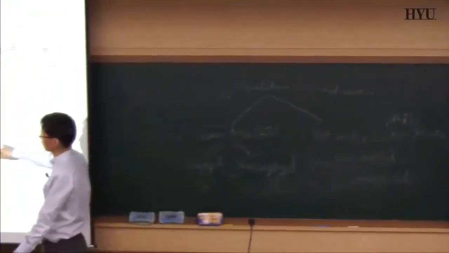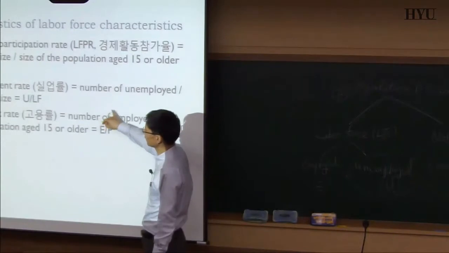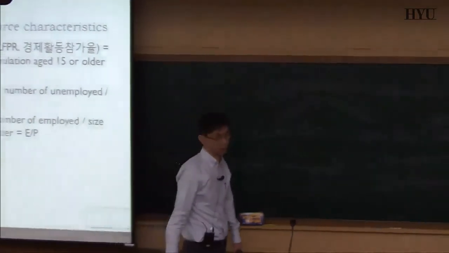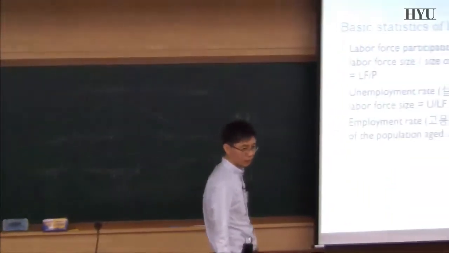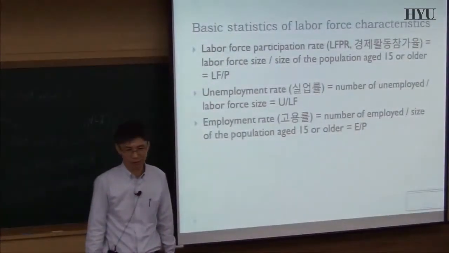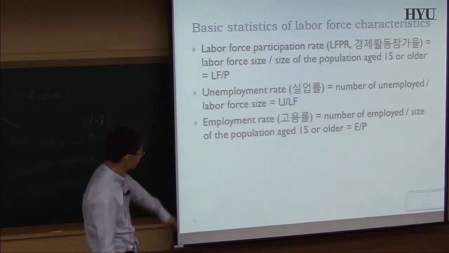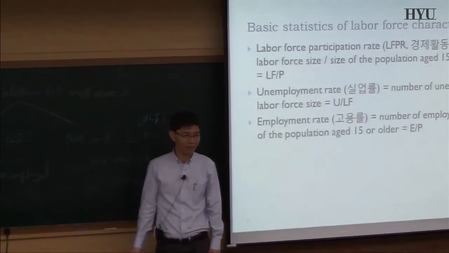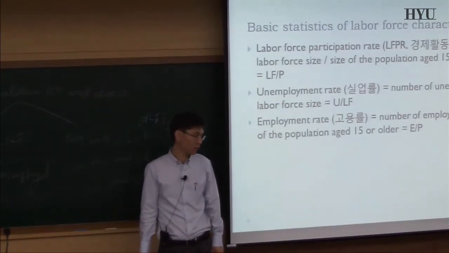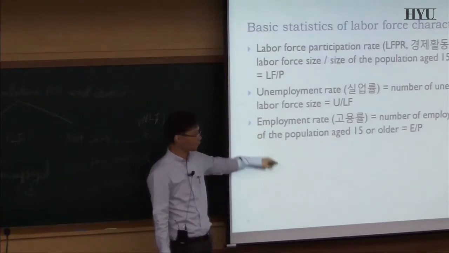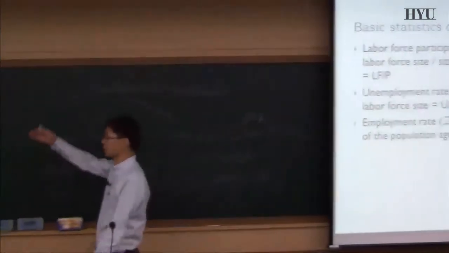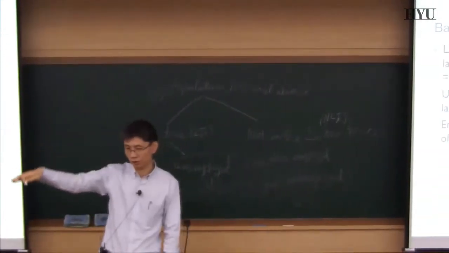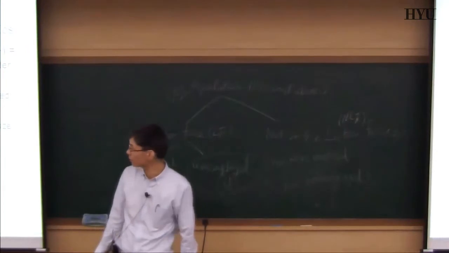The third thing you hear probably as often as the unemployment rate is employment rate. Employment rate is not 1 minus unemployment rate. It's a very different number. Why? Because employment rate is defined as E divided by P, not E divided by LF. E divided by P. So it tells us the percentage of people who are working among the population. Okay?